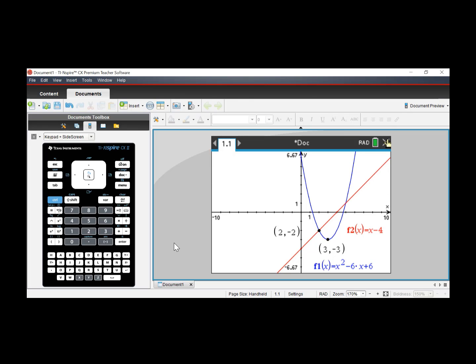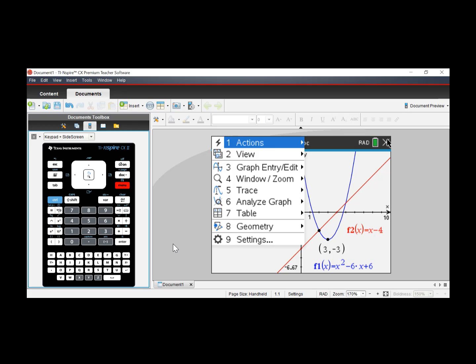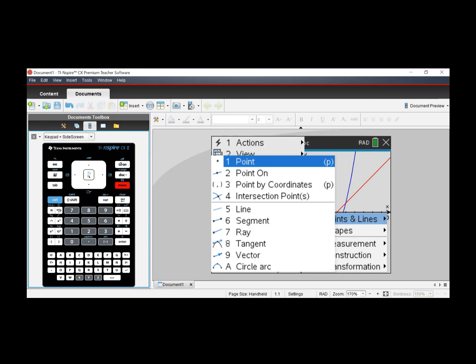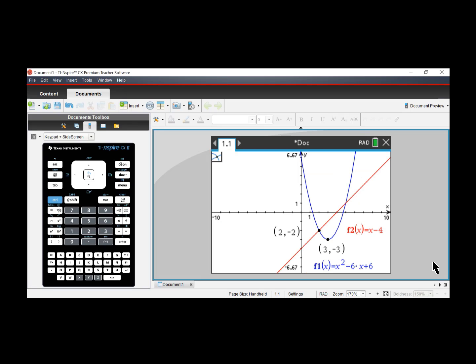There is another way. You can go to menu. Now remember, we're finding points of intersection. Go to menu, and this time go to geometry. And since we're looking for points of intersection, we choose points and lines, and then intersection points. You click on one graph, click on the other graph. See this symbol? I have to hit escape. So it's click, click, escape. And notice it gives us 1, 2. It's going to give you all the points of intersection at the same time. So now we have our points.